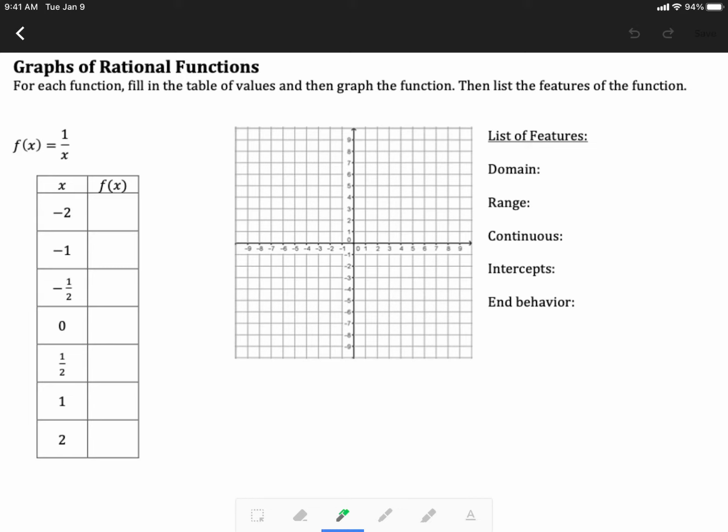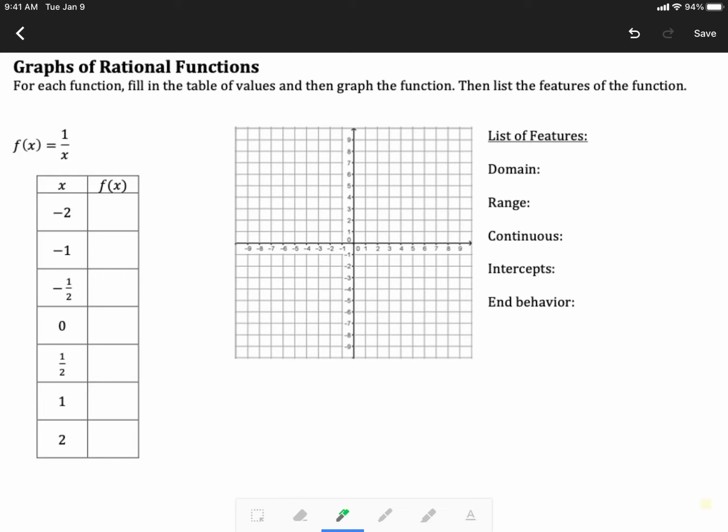You've explored the concept of a rational function, but I want to introduce you to the parent function. This is the parent rational function. Right here is that equation, the parent equation, 1 divided by x. We're going to complete a table, complete a graph, and talk about some of its features. So let's start off by plugging into this equation and creating a table.